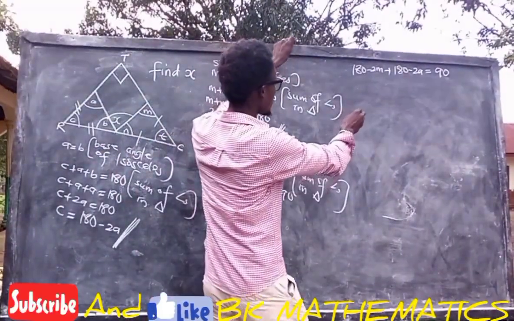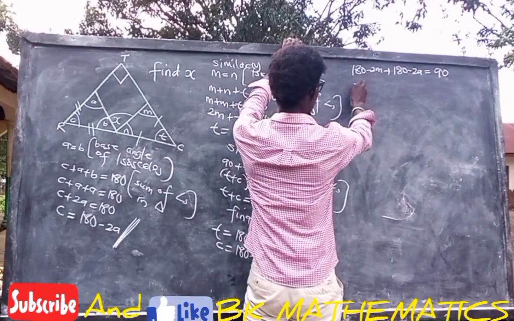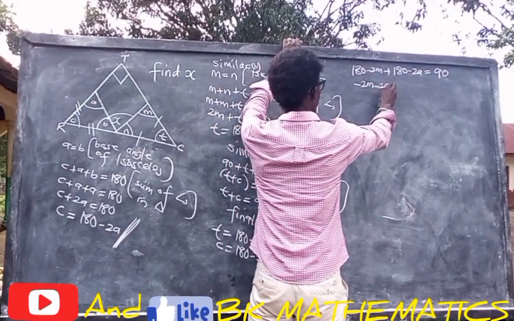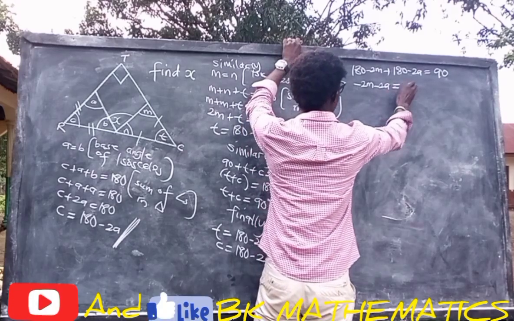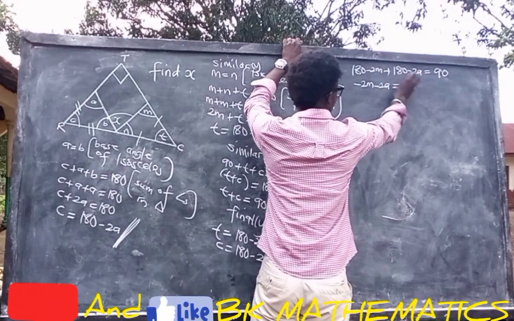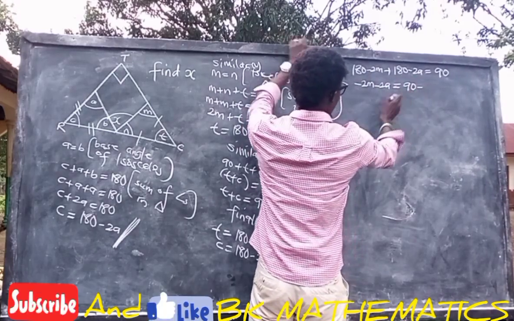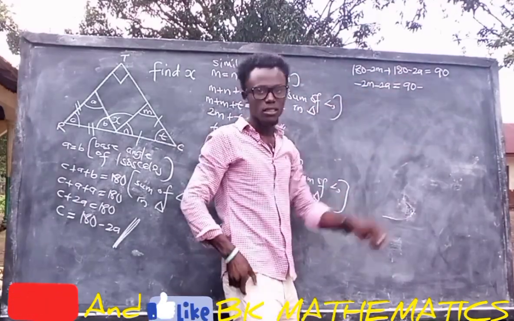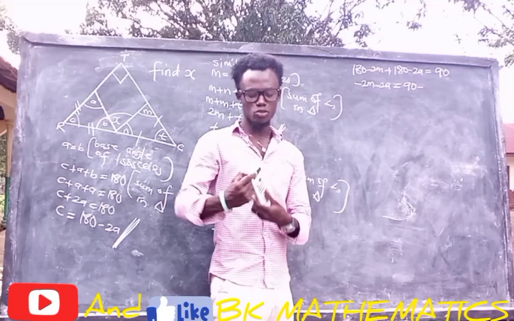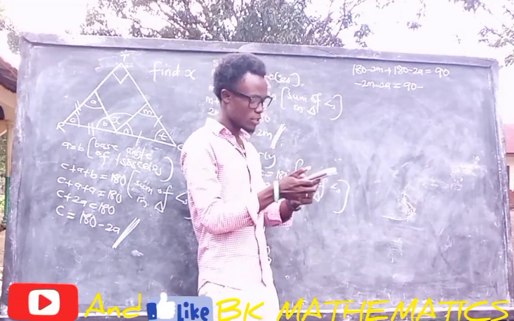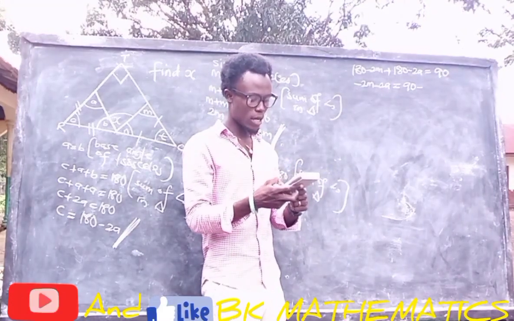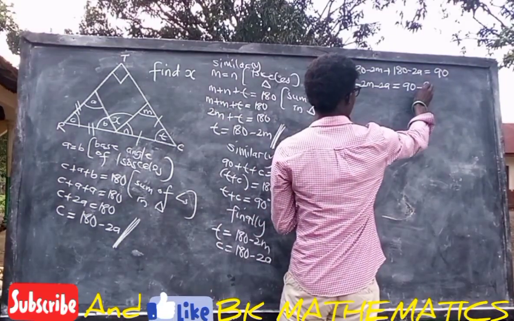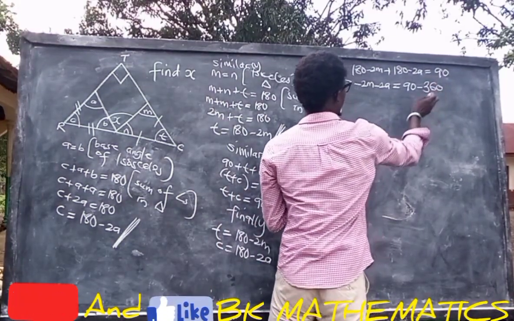Then we say we are having minus 2m minus 2a. Then everything becomes 90. When this one is moving, I'm going to have minus. We know adding 180 plus 180, adding these two numbers, you must have your calculator. Having 180, you say 180 plus 180, giving you 360 degrees. This one becomes minus 360 degrees.